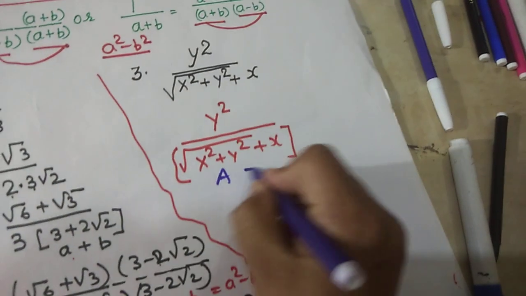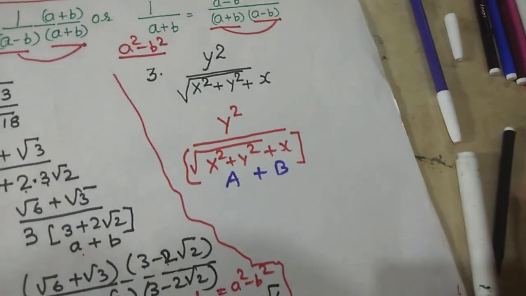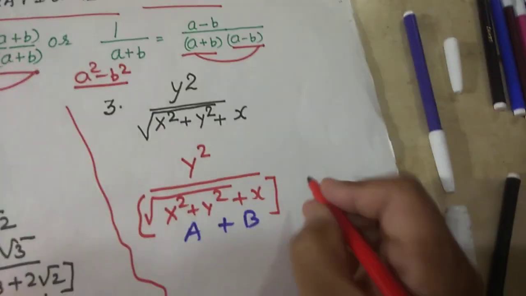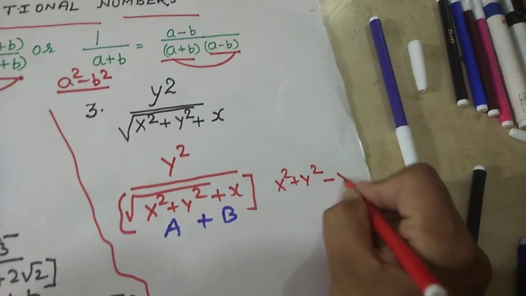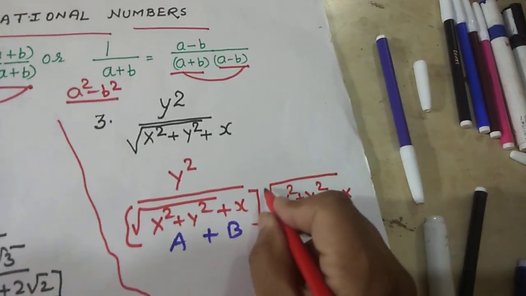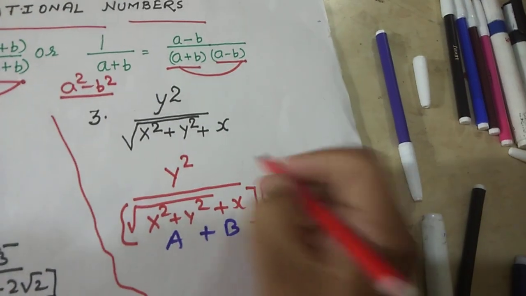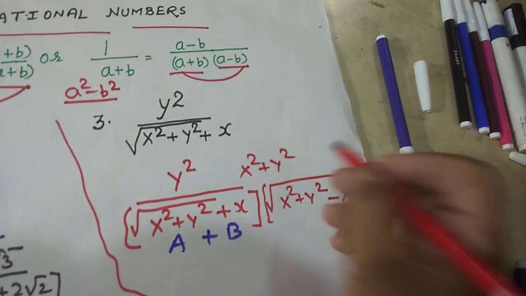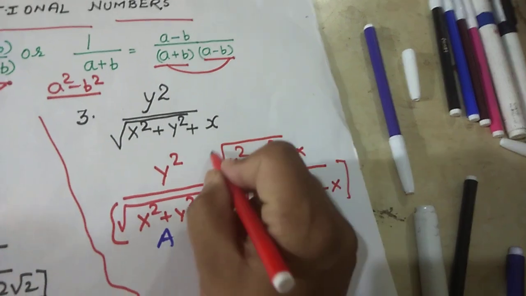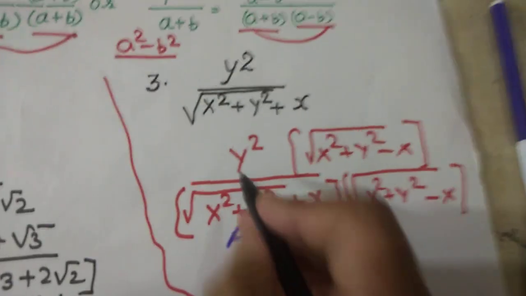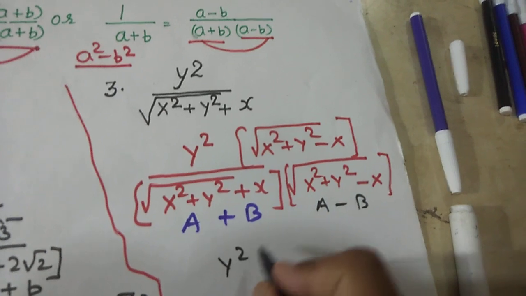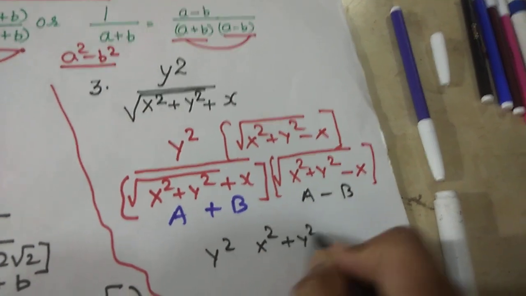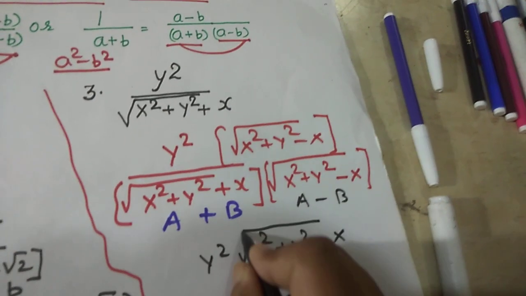This is a plus b. We required a minus b. So (root x square plus y square minus x) bracket, and then (root x square plus y square minus x) in bracket. Very simple question, very conceptual one. So now this is y and this is a minus b. Y square, root x square plus y square minus x bracket.